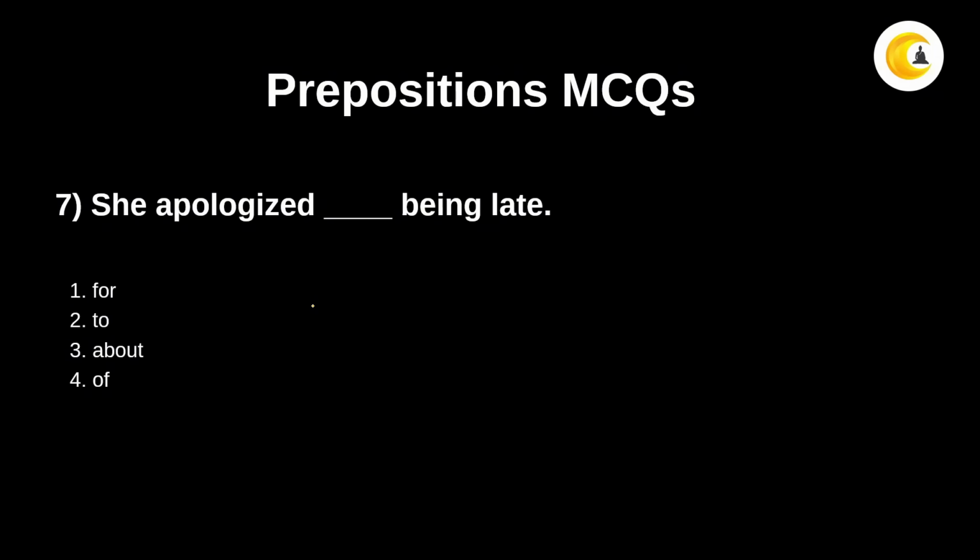Okay. The question says that she apologized dash being late. So why did she apologize? Because she was late, right? So whenever an action is followed by the reason, this is the action, this is the reason. What is the conjunction word? That is for. Okay, she apologized for being late.